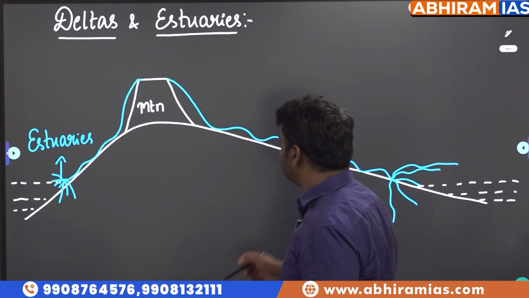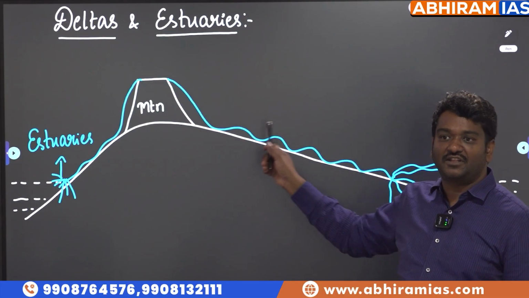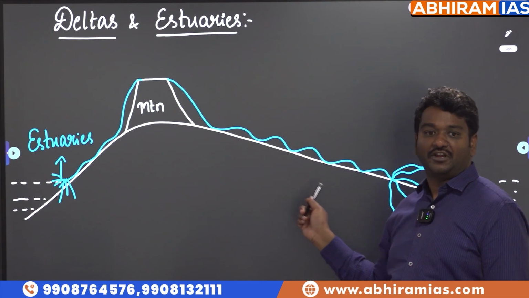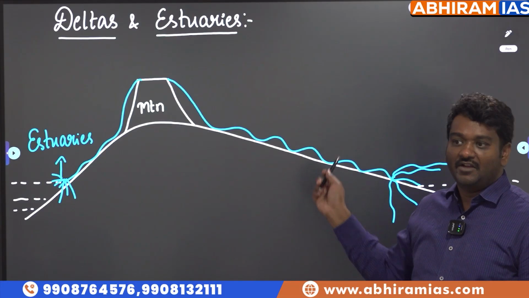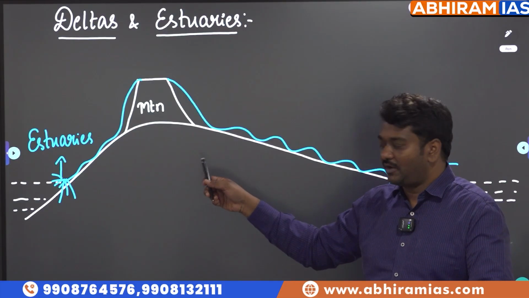Do you recollect the Western Ghats? From the Western Ghats, two rivers will flow. One will flow on the eastern side, another one will flow on the western side. So east flowing rivers, Krishna, Godavari and all, they will form what? Deltas. West flowing rivers will form what? Estuaries.